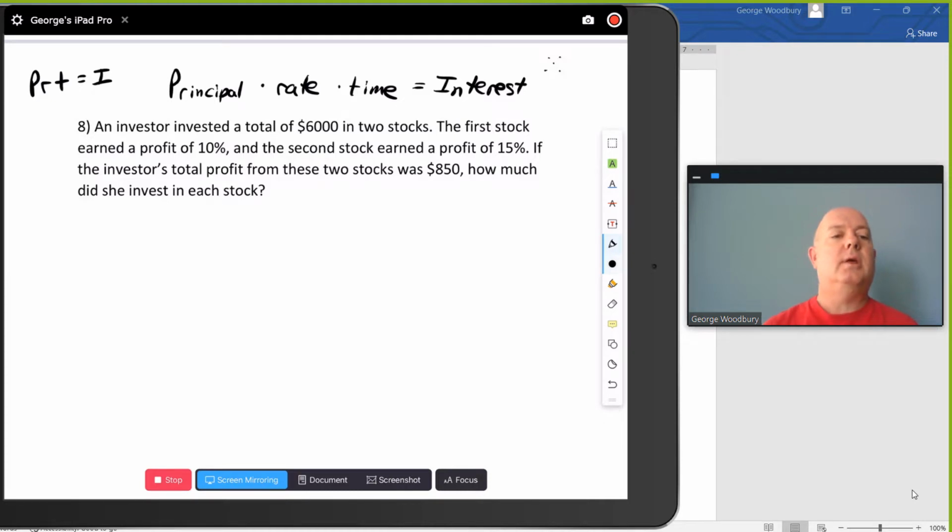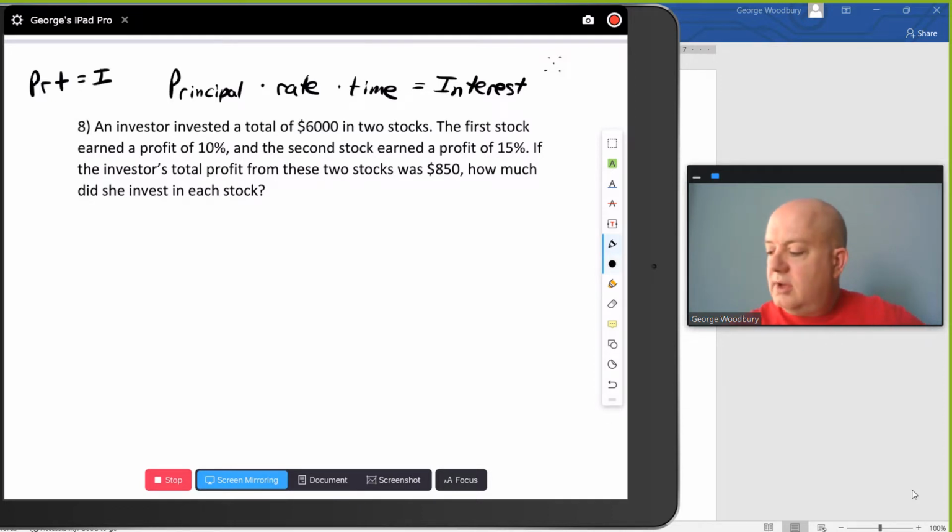An investor invested a total of $6,000 in two stocks. The first stock earned a profit of 10%, and the second stock earned a profit of 15%. If the investor's total profit from these two stocks was $850, how much did she invest in each stock?